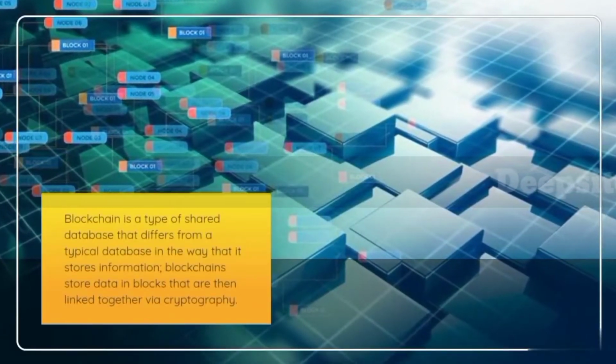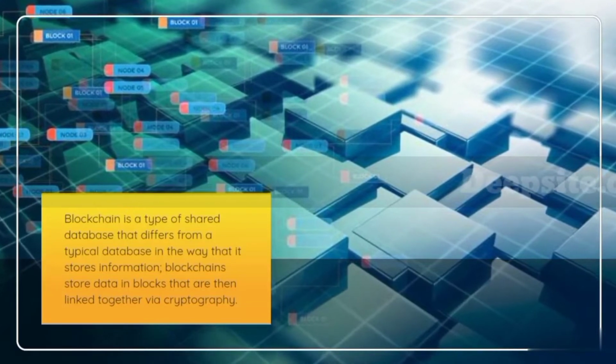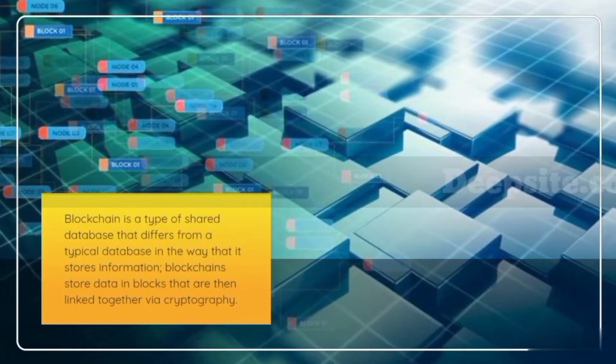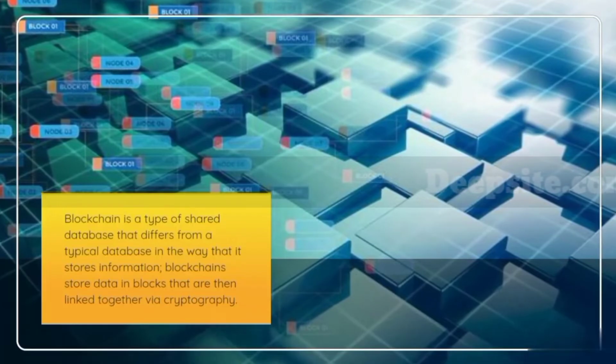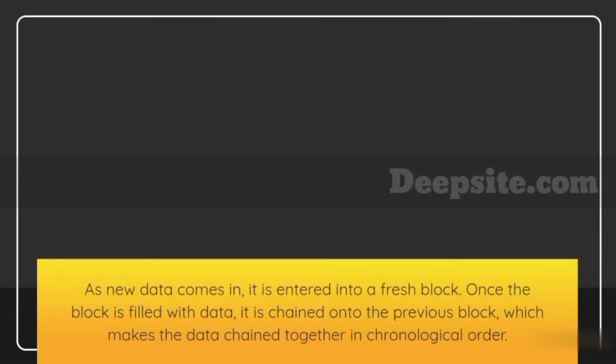Key takeaways: blockchain is a type of shared database that differs from a typical database in the way that it stores information. Blockchains store data in blocks that are then linked together via cryptography. As new data comes in, it is entered into a fresh block. Once the block is filled with data, it is chained onto the previous block, which makes the data chained together in chronological order.